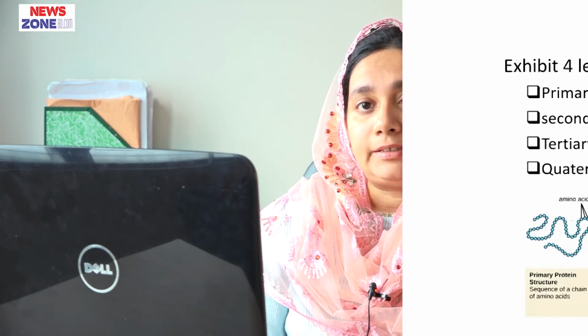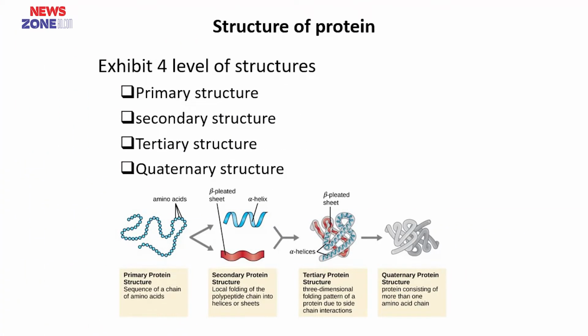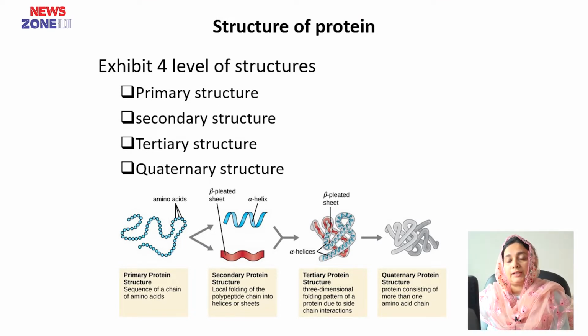This is a very important topic for both SAQ and Viva examinations. So, here it is. There are four different structures. Protein has four different structures: primary structure, secondary structure, tertiary structure and quaternary structure.